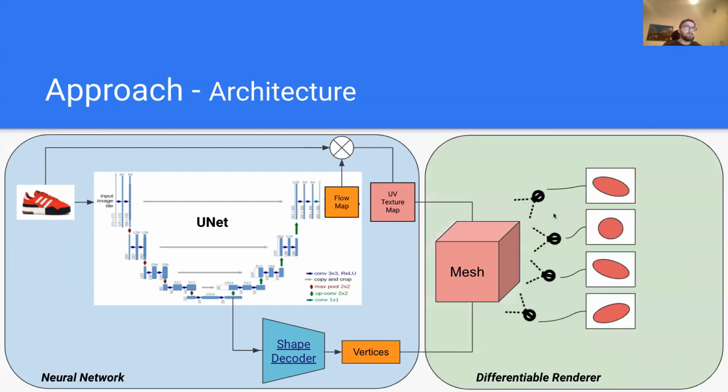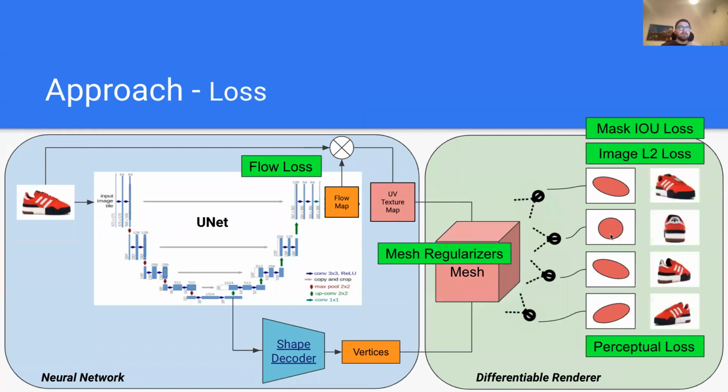So to train the network, you use a differentiable renderer. That's where the second part is. You render that mesh from the same perspectives as your training images, and then you would initially get some blob like this. But then you can do a loss between that blob and what the image looks like. You can do an image to image loss, an L1 or L2 loss. It's L2 in this case.